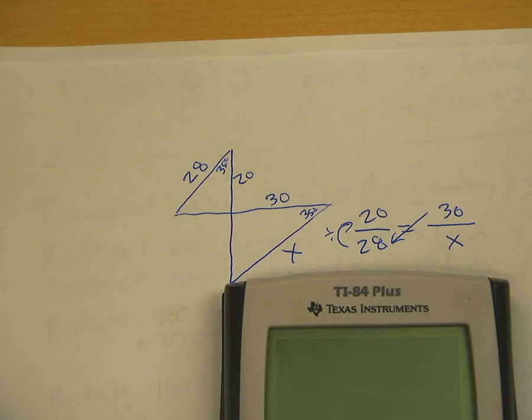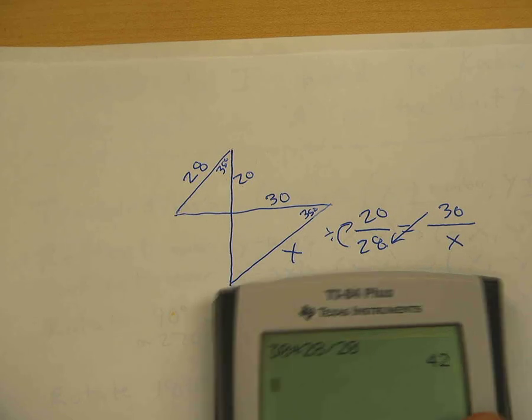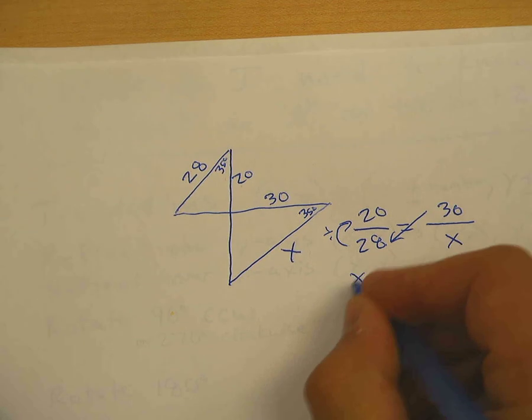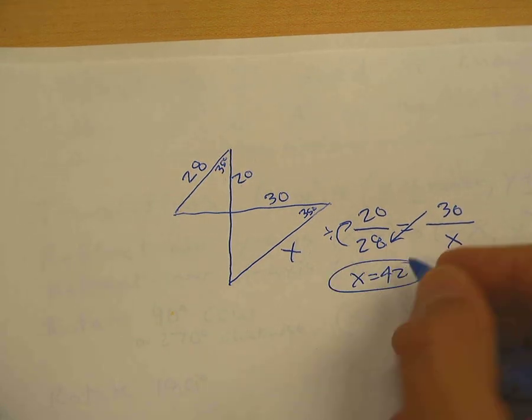So I'm going to do that on my calculator right here. 30 times 28 divided by 20, and I get 42. So x equals 42. You will have one like that on the test.